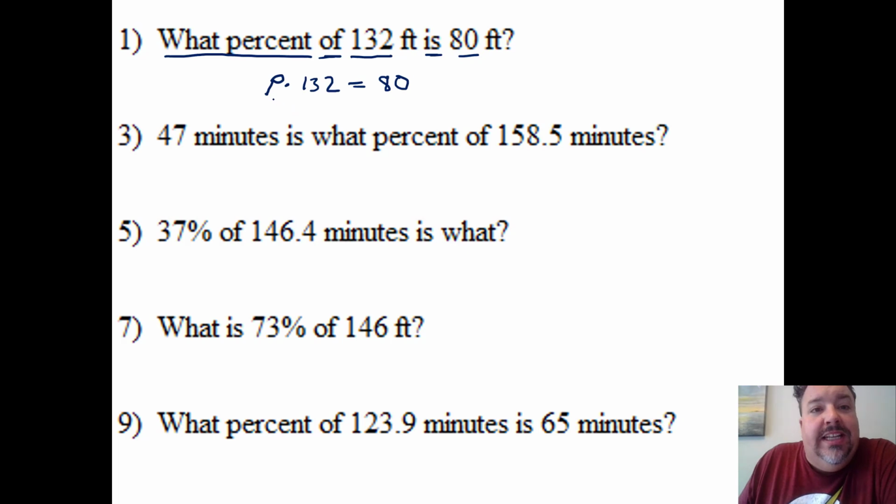Okay, so we could just write it like this: p times 132 equals 80. And in fact, when we have a variable times a number, usually we'll put the number out in front. So I'm just going to write it this way: 132p, which means the same as 132 times p, equals 80. And now we know exactly what operation to do with what numbers to get our answer.